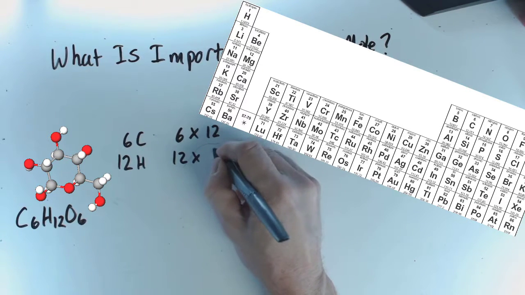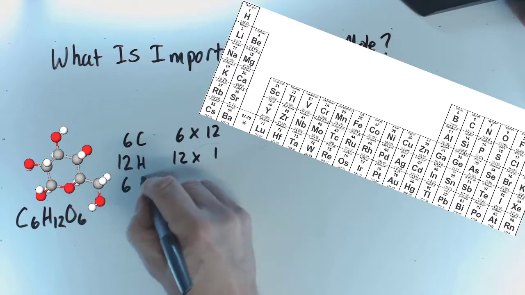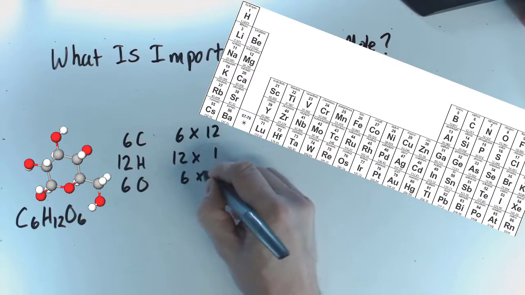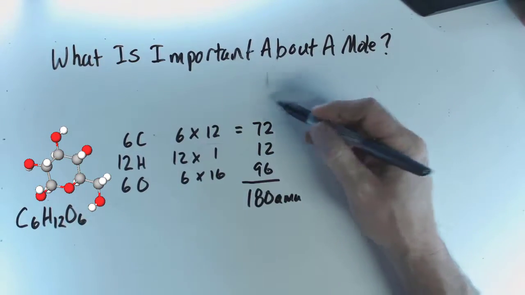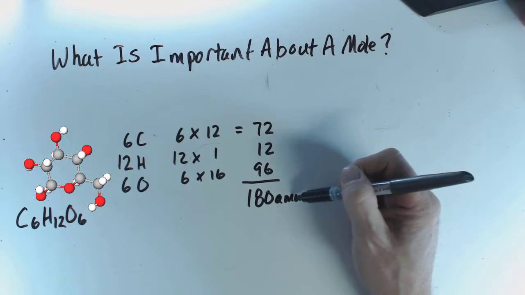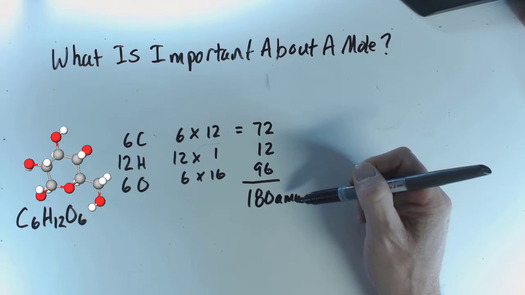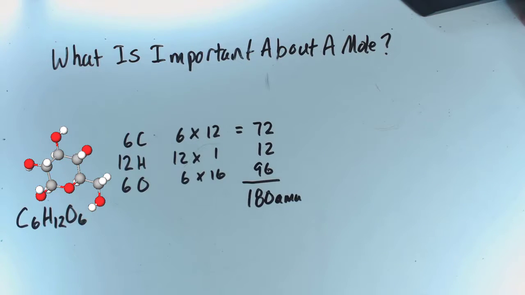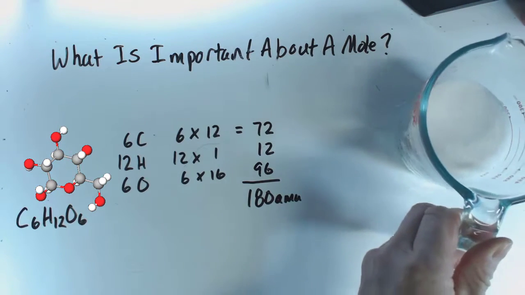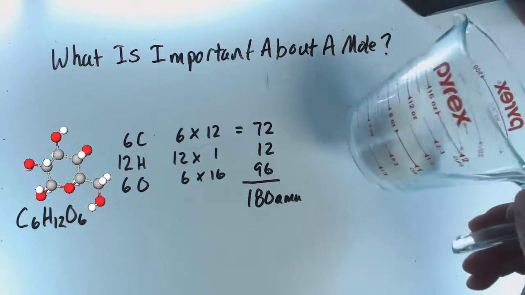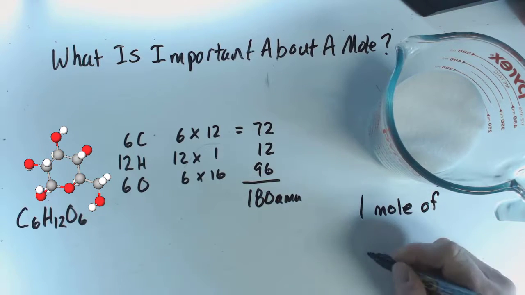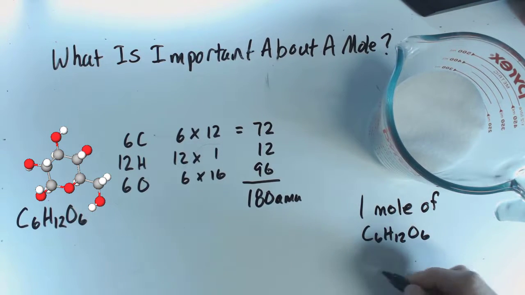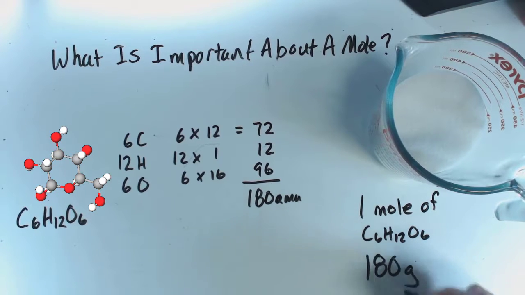12 hydrogens, and we have another 6 oxygens. So 1 molecule of glucose weighs approximately 180 atomic mass units. It's actually a little more than that because there are isotopes around. And this is roughly 1 mole of glucose. Same number of particles as before, and guess how much this weighs? 180 grams. That is what is important about a mole.